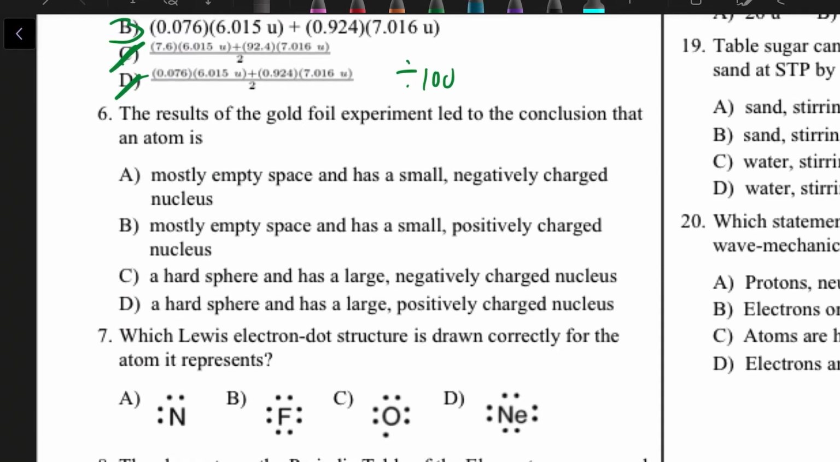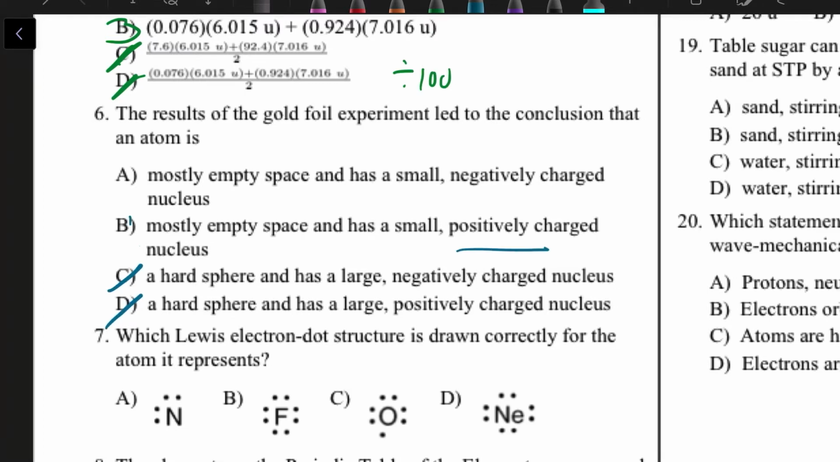Number 6, the gold foil experiment led to the conclusion that the atom is mostly empty space, so goodbye C and D. And again, we have a positive nucleus. Remember Rutherford's experiment, he shot gold foil with positive alpha particles. Most of those particles passed right through. You can only pass right through if nothing is there. So that means most of the atom is empty space.